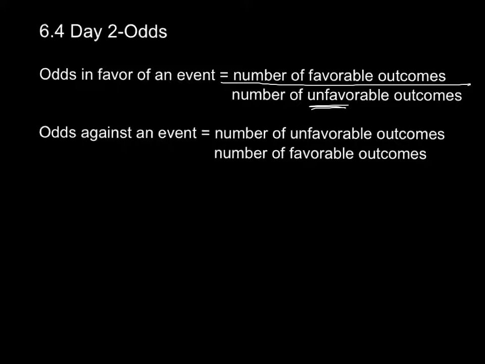Okay, and then the odds against, so in favor means for. Odds against an event is number of unfavorable outcomes over number of favorable outcomes. Okay, so if I want the odds against an event, we'll do a couple problems on the next one, but it's unfavorable over favorable, versus favorable over unfavorable. Okay, let's talk about this on the next slide.